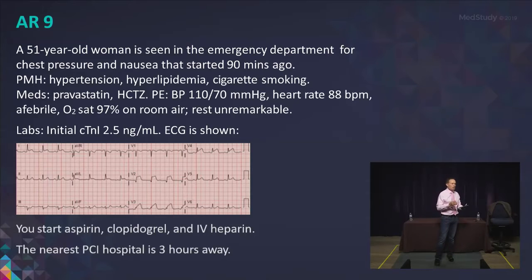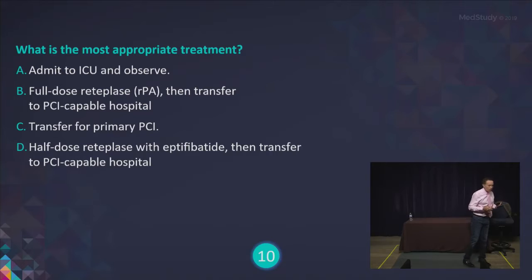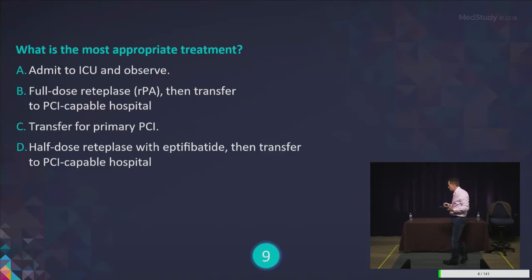So you start aspirin, clopidogrel, and IV heparin. The nearest PCI hospital is 3 hours away, and she's already had chest pain for 90 minutes. So the question is, what is the most appropriate treatment? Admit to ICU and observe, full dose reteplase and then transfer to a PCI capable hospital, transfer for primary PCI, or half dose reteplase with eptifibatide and then transfer to a PCI capable hospital. So there are your possible choices.